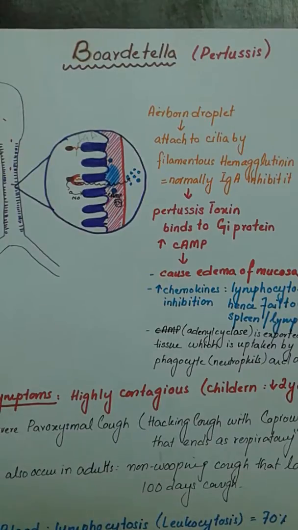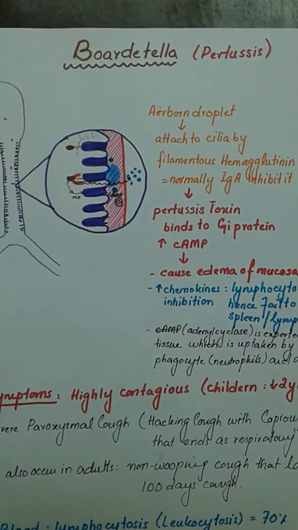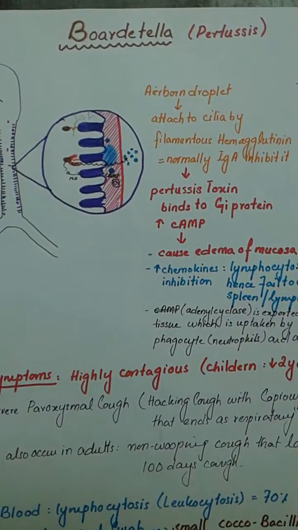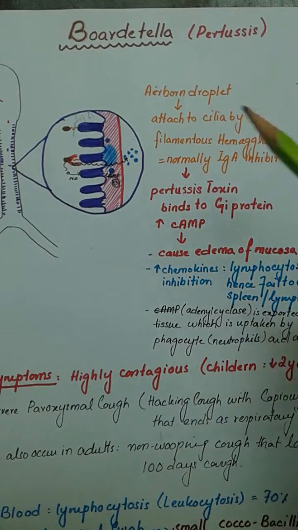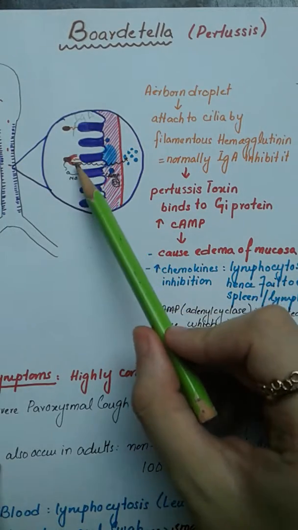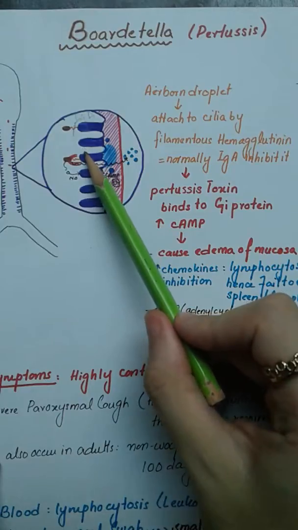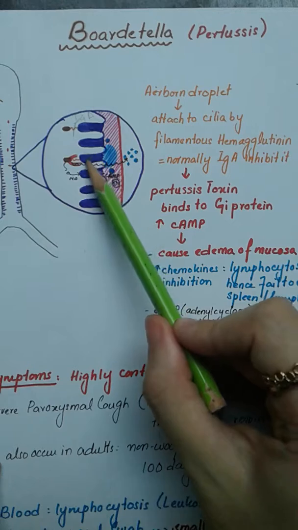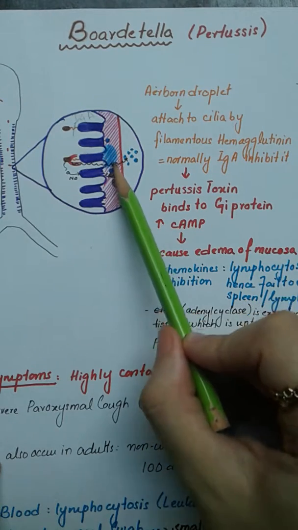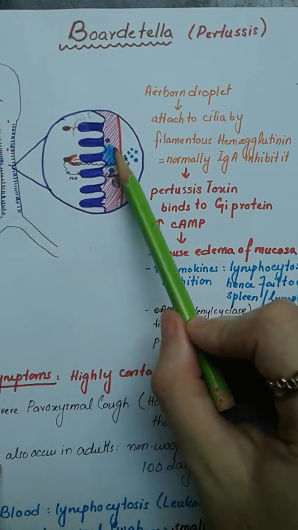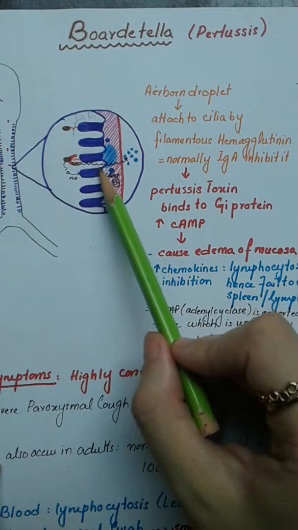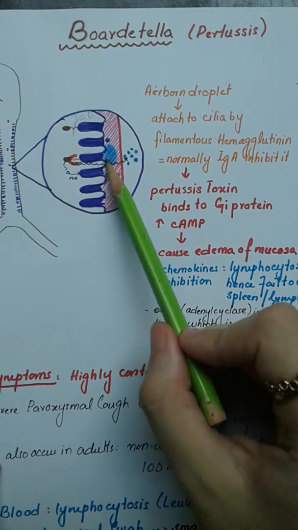But in certain human bodies where IgA levels are quite decreased, they are more susceptible to acquiring Bordetella or pertussis. Now, what happens next is that it releases certain types of toxin. This toxin binds to the Gi protein which is present on the cilia. This increases cyclic AMP, resulting in edema. Edema will hinder the ciliary movement, and it will also cause swelling of the mucosa.